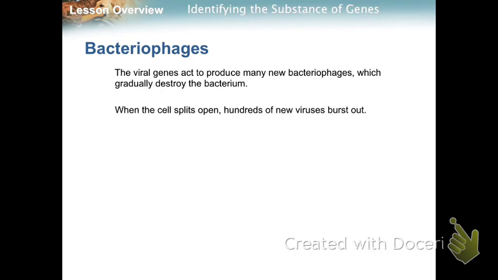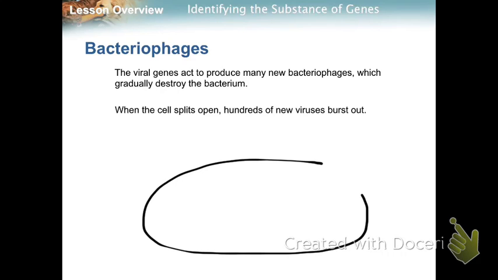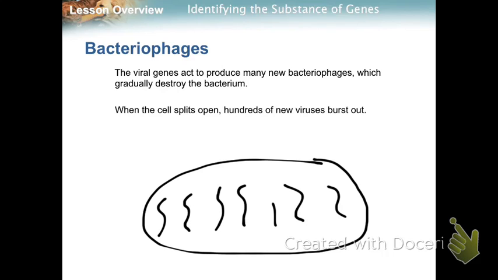The viral genes that are injected into the bacterium are replicated using the bacterial cell's DNA replication and protein making machinery. Lots of different bacteriophages are produced. The cell splits open, and hundreds of new viruses burst out.